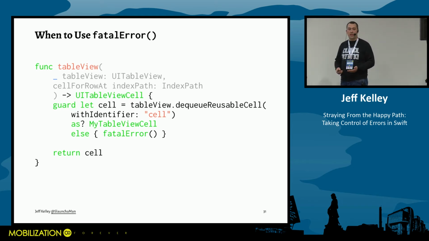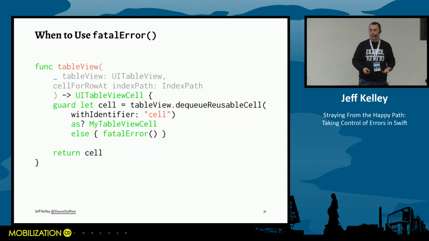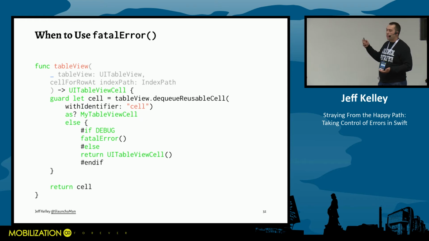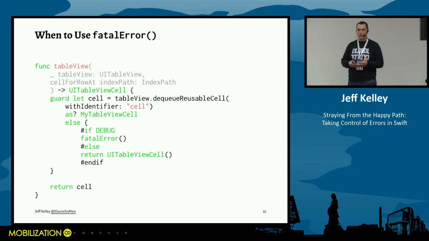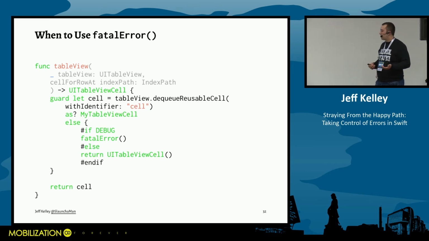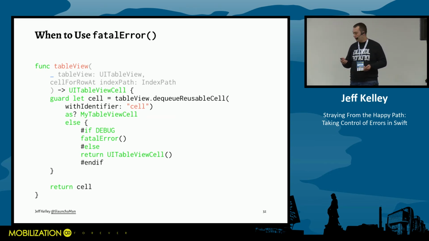Maybe that's what you want. Maybe it's really, really important to get that cell, and you do want to crash. Probably not. Maybe this would be better, right? So you want to have this crash happen when you're in debug mode. When you're building the app, you would like to know if this fails. But when the app hits the App Store, you would not like to crash your customer's apps just because you couldn't get the right kind of table view cell. That seems like a reasonable thing to do.